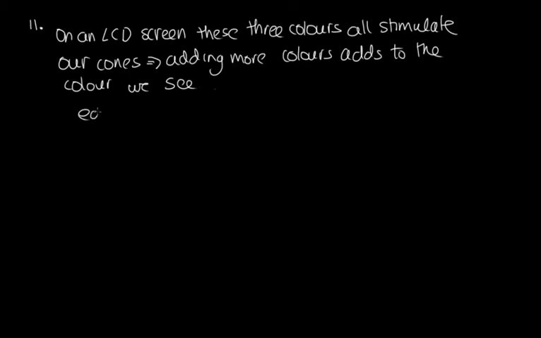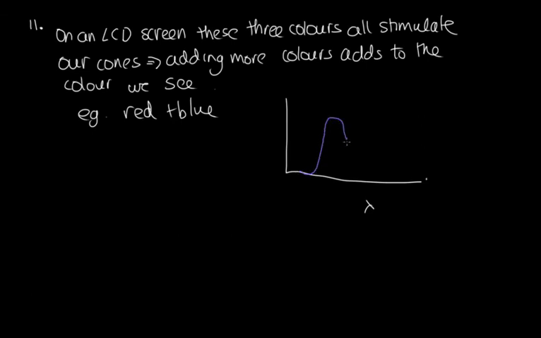So for example, red plus blue. Blue light has a shorter wavelength, so it's something like that. And then if we add some red as well with a longer wavelength, it's like this. And our brain interprets this as magenta, a kind of purpley colour. We interpret it as a mixture of blue and red.